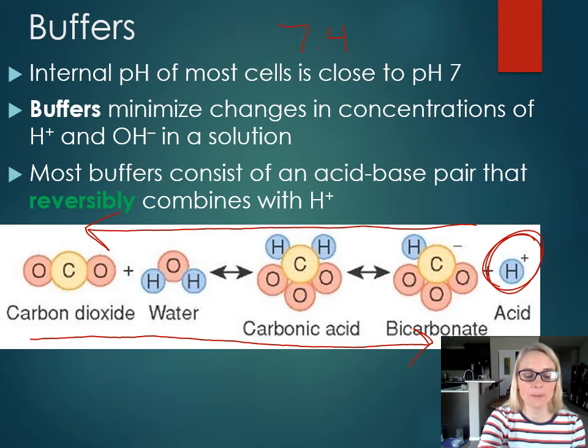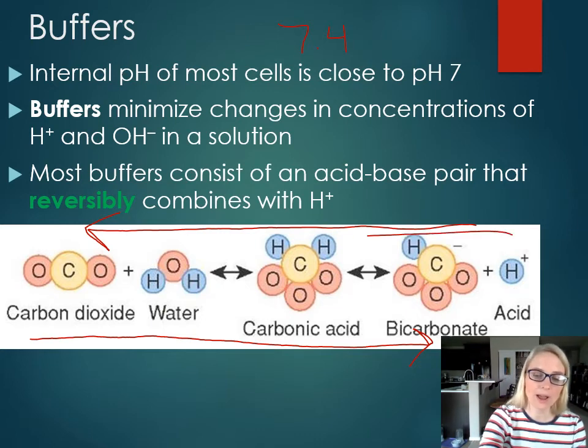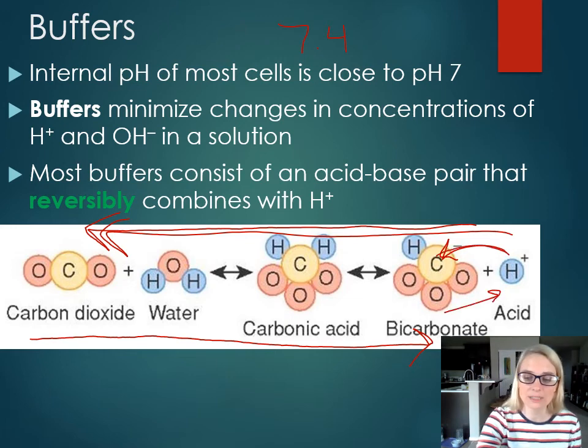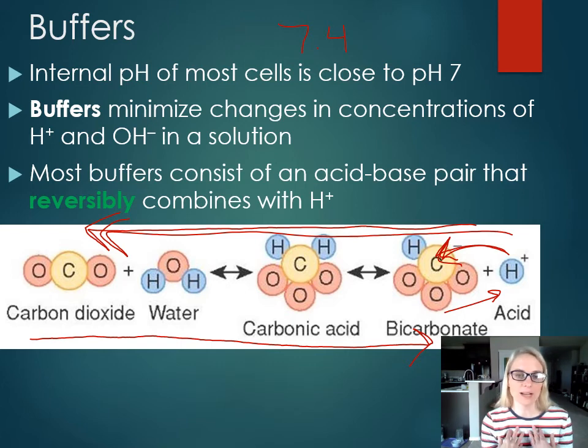If we have too much hydrogen ion, what we can do is drive that equation this way, tie up the hydrogen ion and reduce the amount of free-floating hydrogen ion, bringing our pH back to normal. So either direction, depending on what we need, whether we need hydrogen ion or whether we need to get rid of hydrogen ion, buffers allow us to do that. And so our body has a lot of these. If you're going to take your anatomy and physiology course, you'll be learning a lot about these buffers to help maintain our body's normal pH.